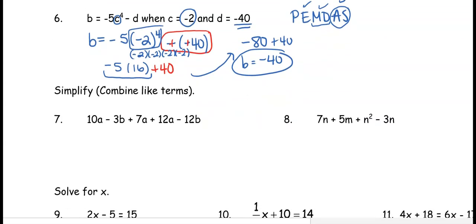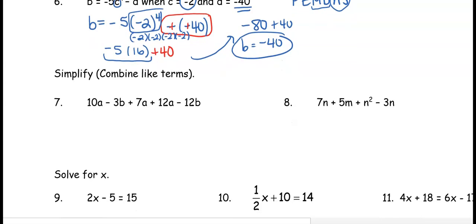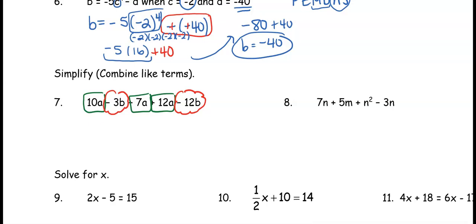All right, next up is combining like terms. Like terms are the same variable with the same exponent. I like to just categorize them. So we've got a's and we've got b's. Give everything its own little design there so we know which goes together. We have 10a and a positive 7a, which gives us 17, plus 12. That's going to give us 29a.